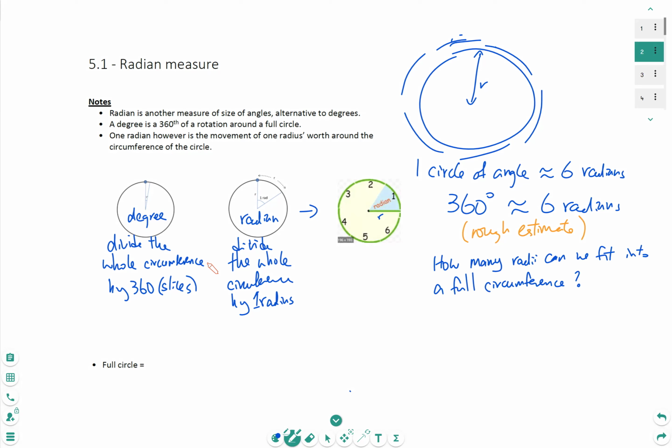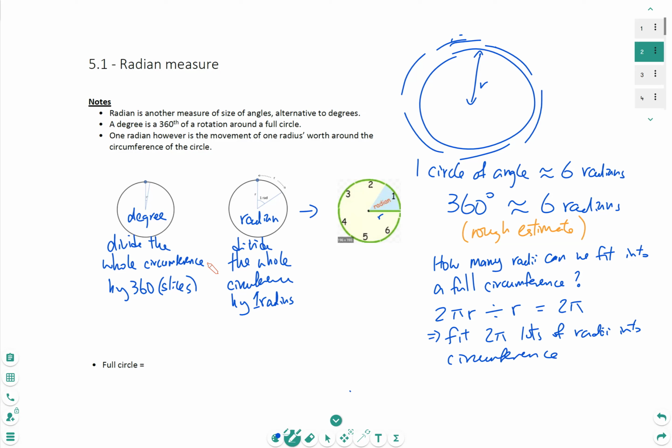So full circumference is 2 pi r. Radii means we divide by r, which equals 2 pi. That means we can fit 2 pi lots of radii into the circumference. So what does that mean?